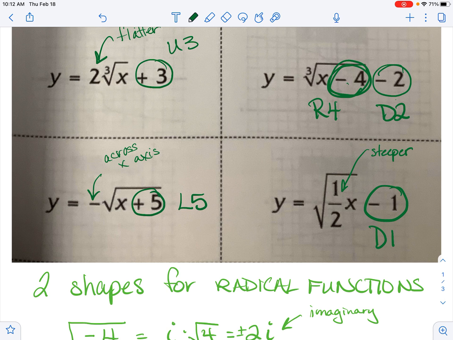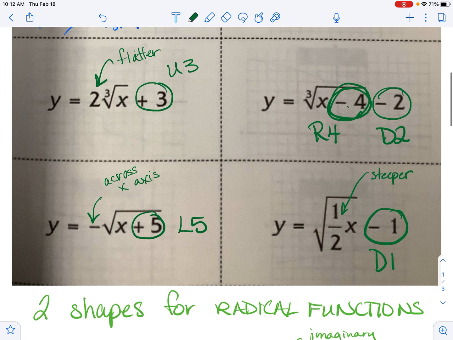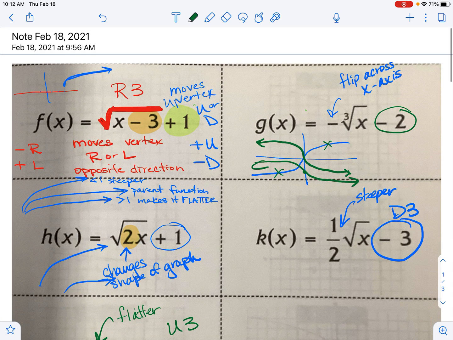So I want you to be able to look at a radical function and describe what is going to happen to its graph and which number is telling you to do so. Hopefully you should be able to do that. And I will talk with you soon.